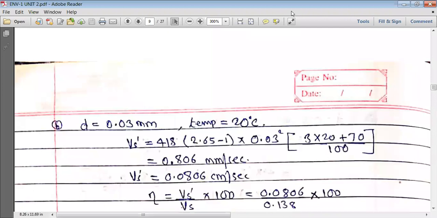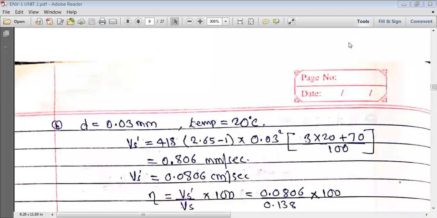Solve it quickly. Put your answers in the chat box. A lot of students have put their answers in the chat box, and most of the answers are correct. So now you have understood how to find out the settling efficiency of the tank.